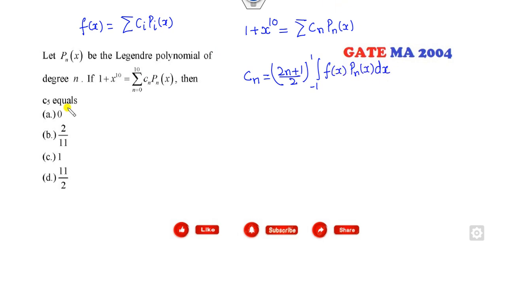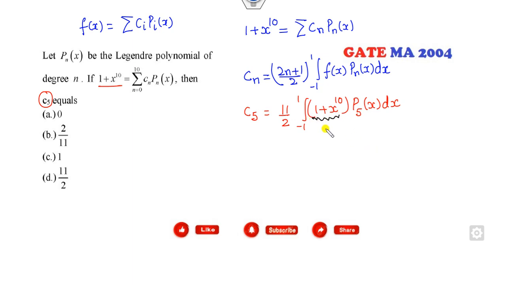Now what do you want to find? You need C5. So what is C5? It is (2·5+1)/2 times the integral from -1 to 1 of f(x) P5(x) dx. This is my f(x) and P5. Now either you can find the value of P5, or otherwise there is no need.